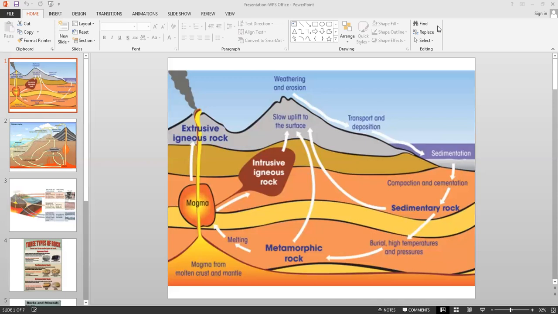Madam Kusima, is your network stable now? Yeah, it is stable. What about the metamorphic rocks?